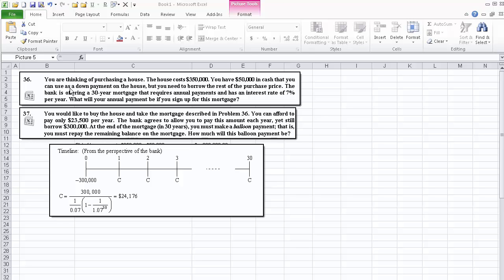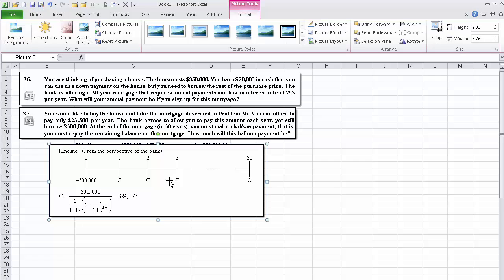The first one, number 36, says you're thinking of purchasing a house. The house costs $350,000. You have $50,000 in cash that you can use as a down payment, and you need to borrow the rest. The bank is offering a 30-year mortgage that requires annual payments, that's annual, not monthly, and has an interest rate of 7%. What will your annual payments be if you sign up for this mortgage?